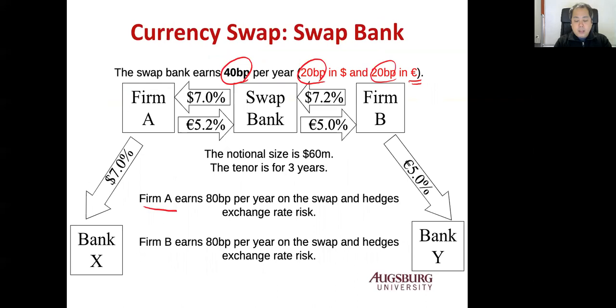And firm A earns 80 basis points, 0.8%, right? And firm B also receives 0.8 percentage points, and they both hedge exchange rate risk, because now they don't care about the exchange rate. They finance foreign currencies, basically, right? Which is great. It's a great feature, actually, if you need foreign currencies but cannot borrow at a very low rate.